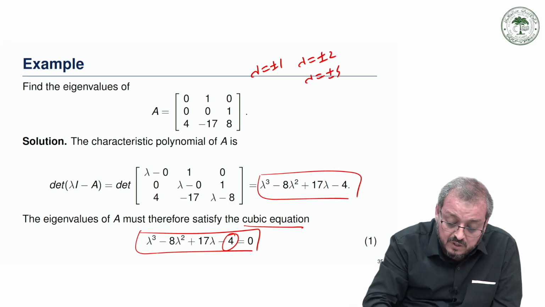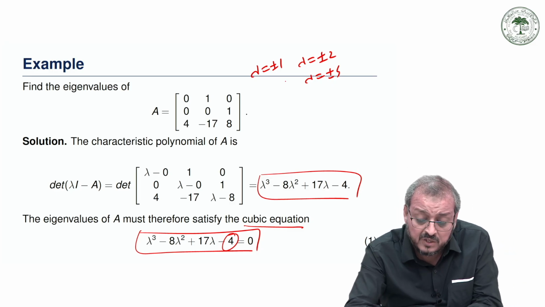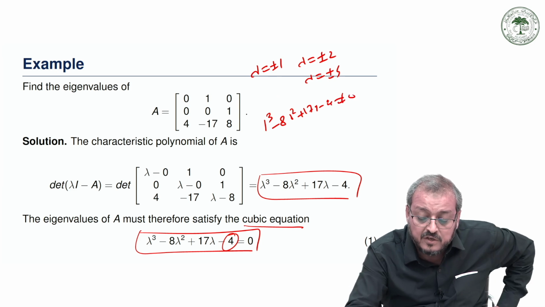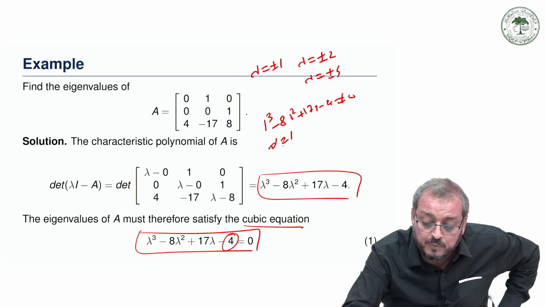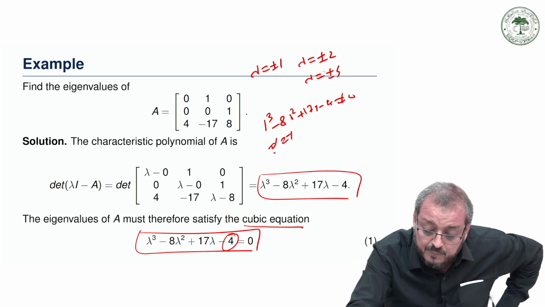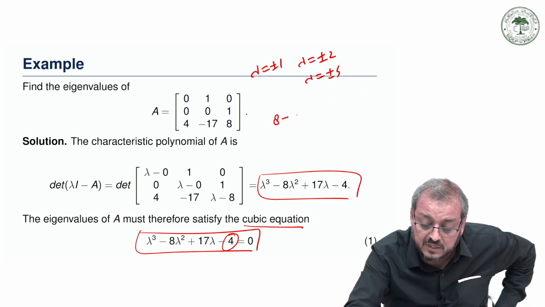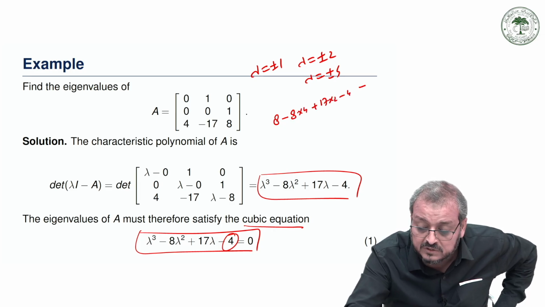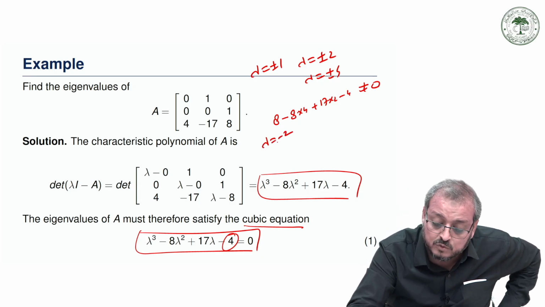If we substitute lambda is equal to 1 here, then clearly this is not a solution, because 1 cubed minus 8 times 1 squared plus 17 times 1 minus 4 is not equal to 0. So lambda is 1 is not possible. Similarly, minus 1 is also not possible. Now we try lambda is equal to 2. For lambda is equal to 2, we have 2 cubed is equal to 8, minus 8 into 4, plus 17 into 2, minus 4, which is again not equal to 0. So lambda is equal to 2 is also not possible. Similarly lambda is equal to minus 2 is also not possible.